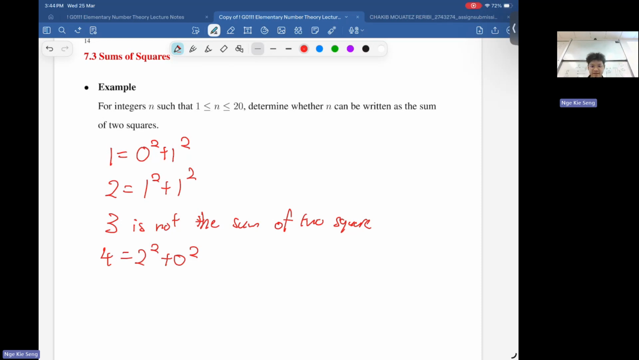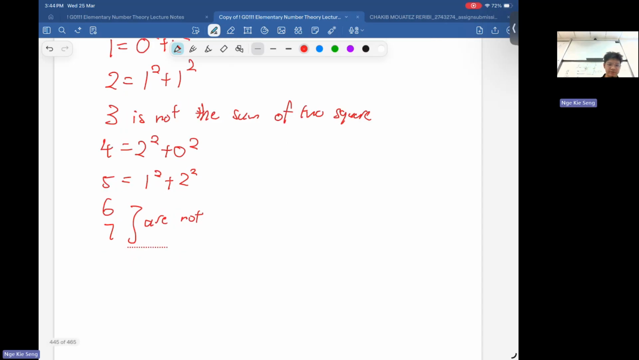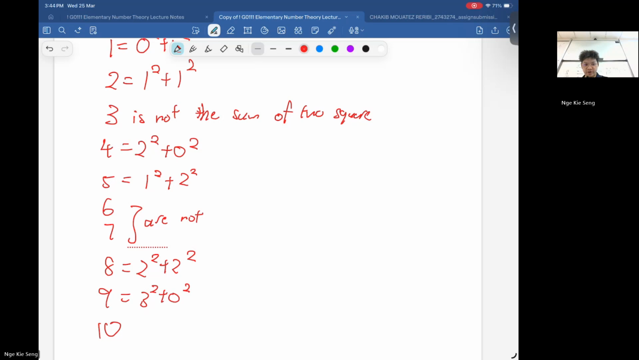Okay, let's see. So 5 can be written as 1 square plus 2 square. 6 and 7 are not a sum of 2 squares. 8 is 2 square plus 2 square. 9 is a perfect square, so automatically it is, because we are allowing 0 square here. Sometimes we don't allow it, so be careful. 10 is 3 square plus 1 square.